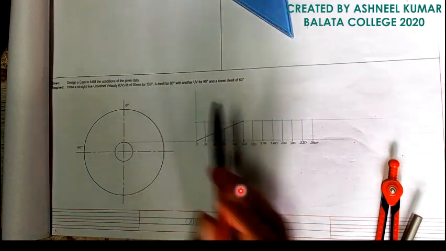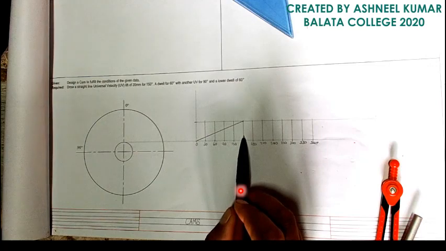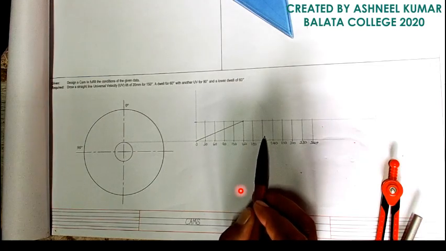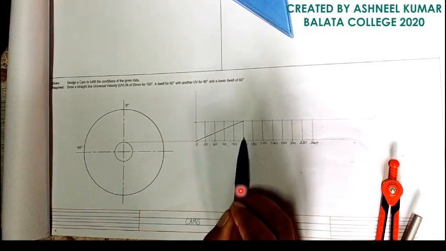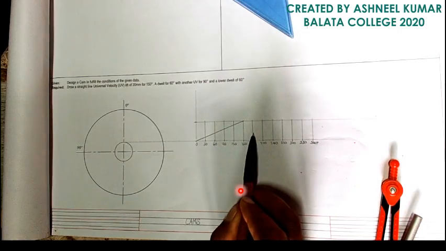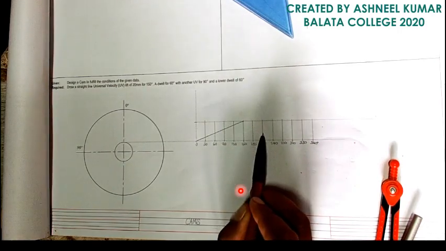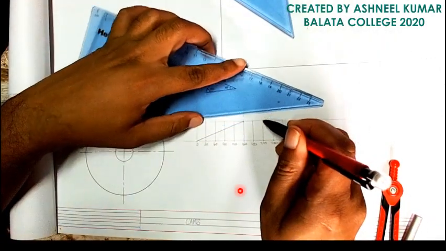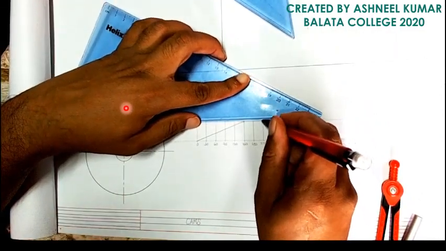Right, the next part of the question is a dwell for 60 degrees. 60 degrees means from 150 to 210. So the dwell will be just a horizontal straight line.